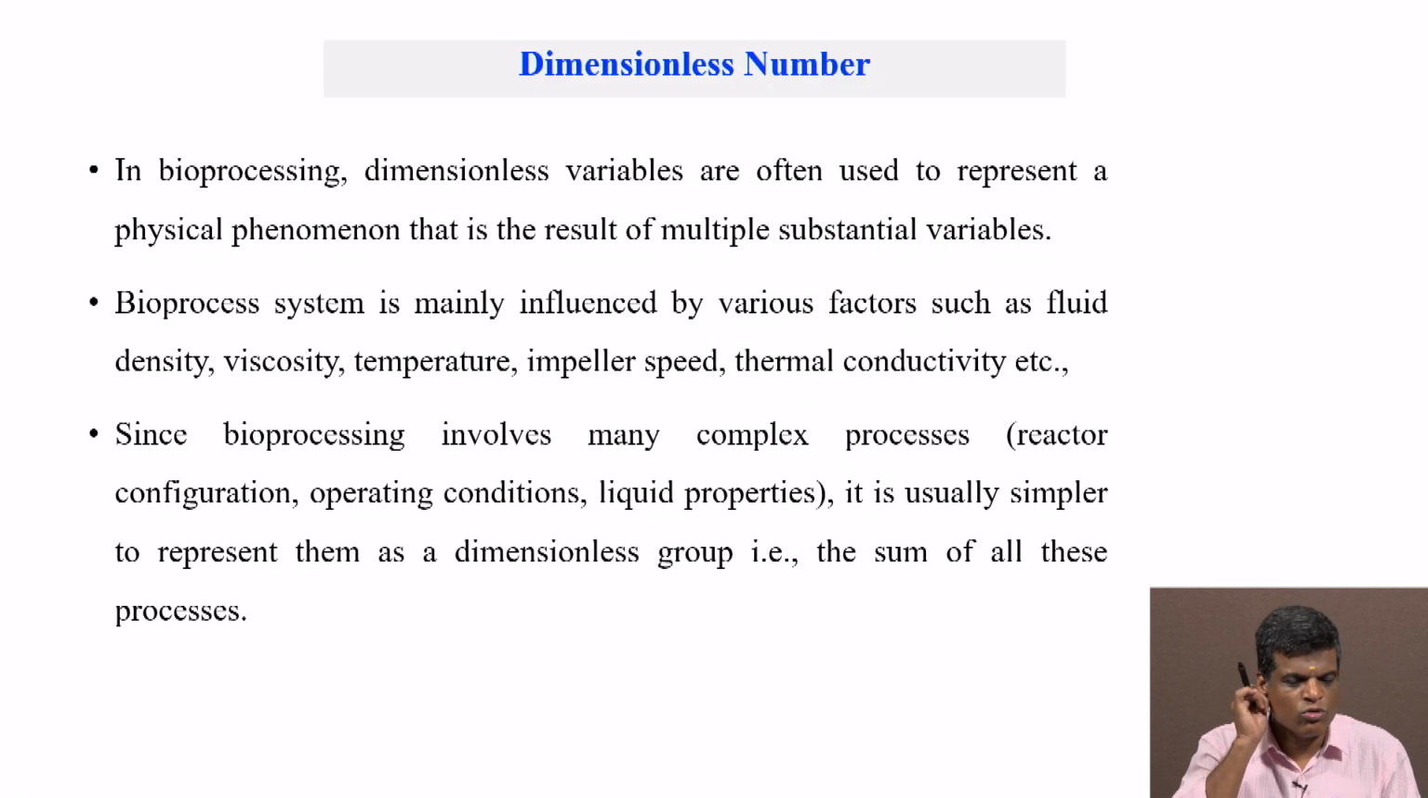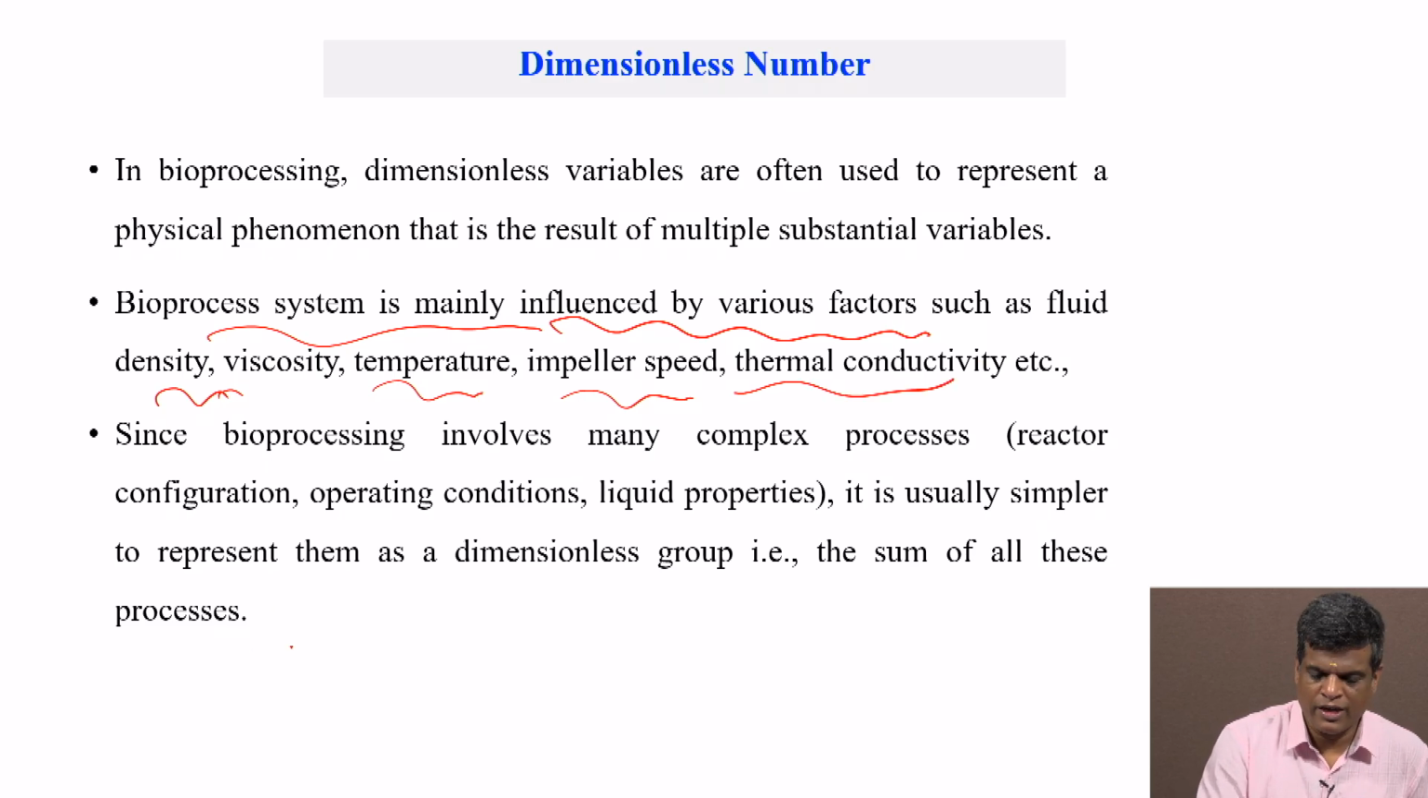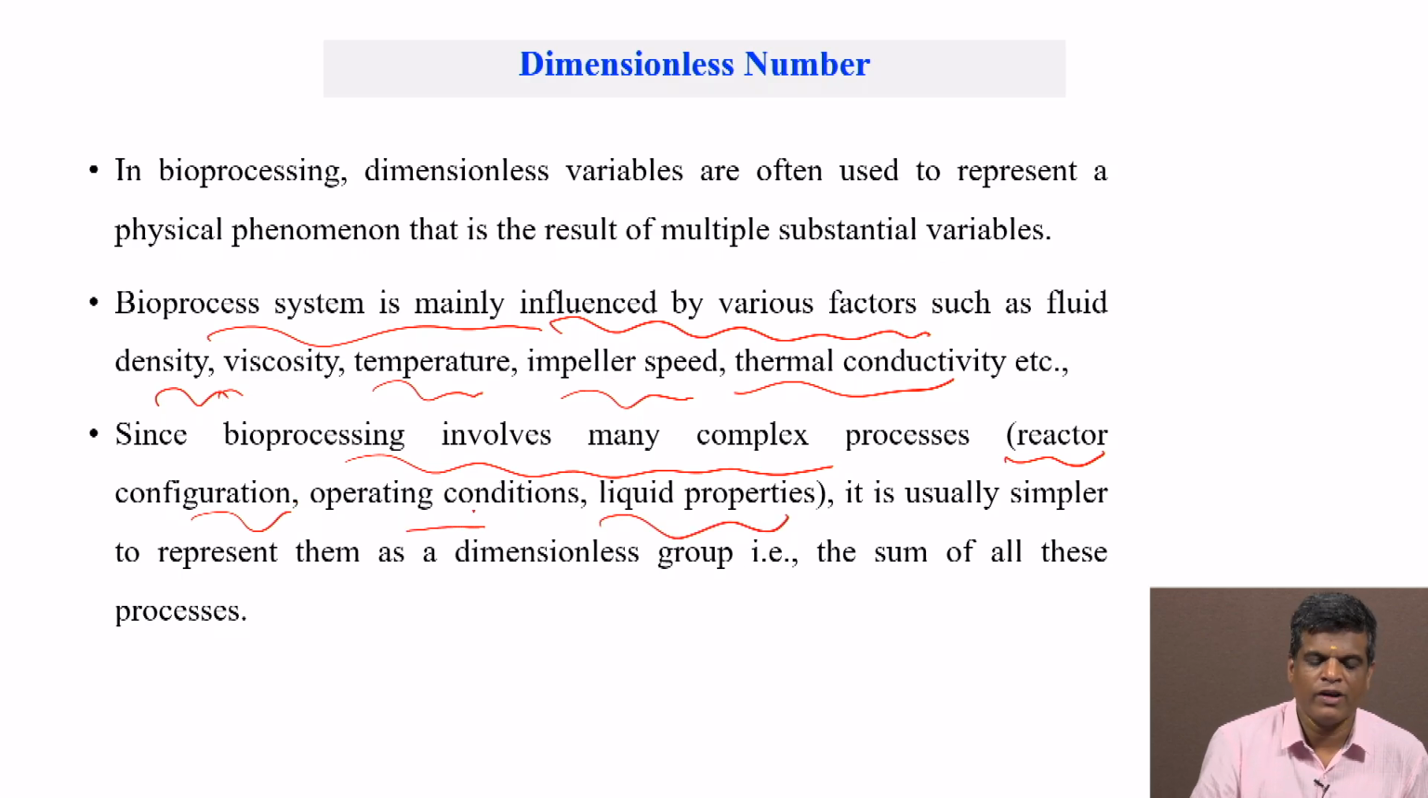Now, why do you want to use dimensionless numbers? Because in a bioprocess system the main influencing factors are density, viscosity, temperature, impeller speed and thermal conductivity. Dimensionless numbers also capture many complex processes, for example reactor configuration, liquid properties and operating conditions. Everywhere the dimensionless groups are involved, so they are very important.